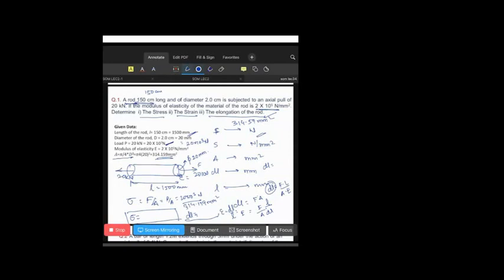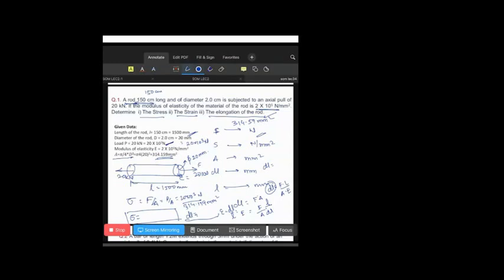So what is 0.477? Is it a change in length? Yes. Okay. And what about stress? 63.67. Please write down the units as well. It will be Newton per mm square, which is MPa. Okay.